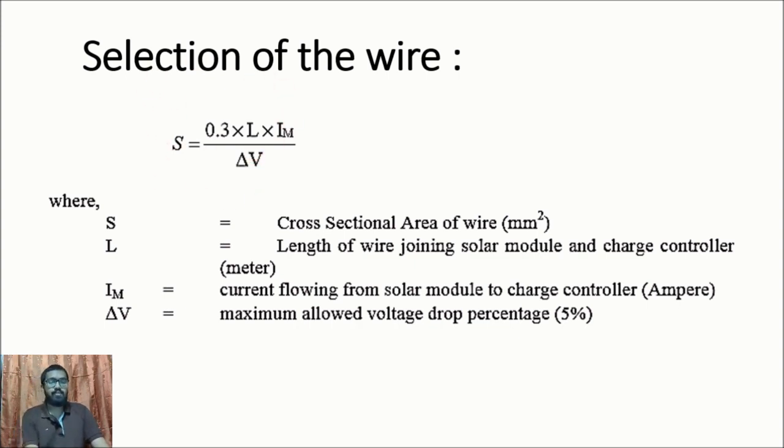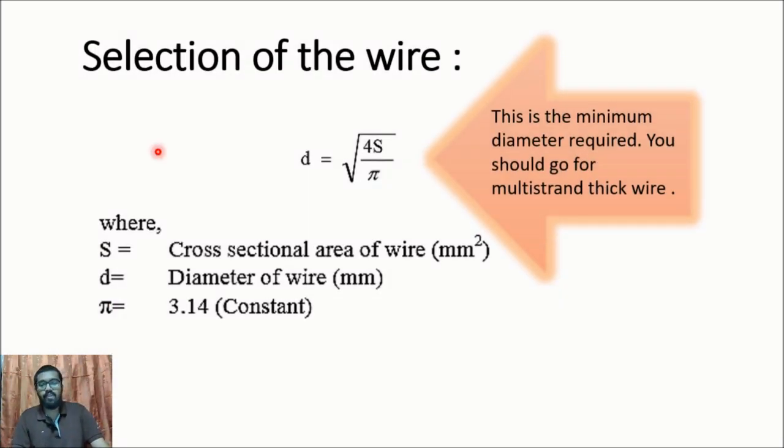We will consider 5% voltage drop here, and so you will have the cross-sectional area of wire. Now you have to calculate the diameter. You can use this formula using the cross-sectional area pi. So you have the diameter here in millimeter. So this is the minimum diameter you will need, but you will go for multi-strand thick wire because the higher the diameter will be, the less the heat loss will be.